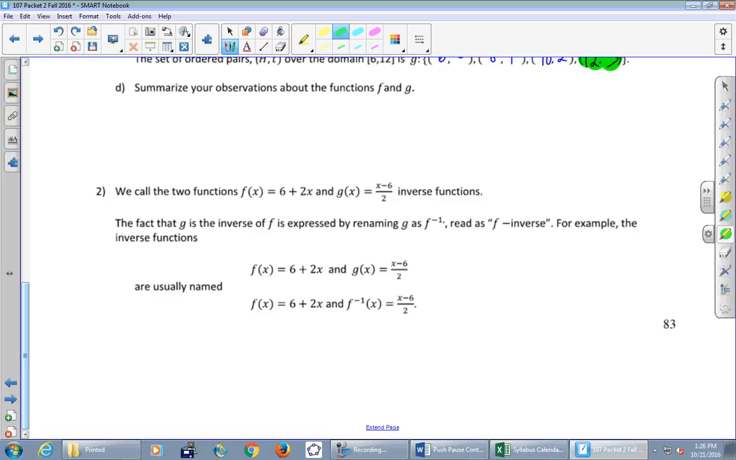The fact that g is the inverse of f, this is notation, is expressed by renaming g as f. It looks like f to the power of minus 1, but nobody wants to read that as f to the minus 1. You read it as f inverse. And so here's our better way of saying it. We've seen f of x is 6 plus 2x, and now brand new f inverse of x is x minus 6 over 2. And these 2 functions are opposites. They undo each other.